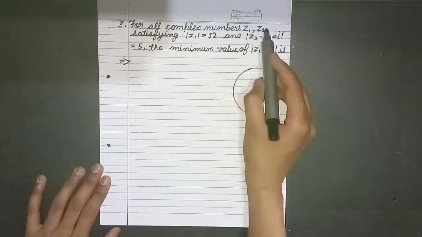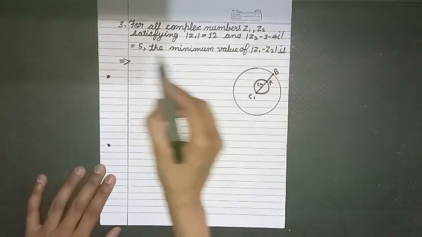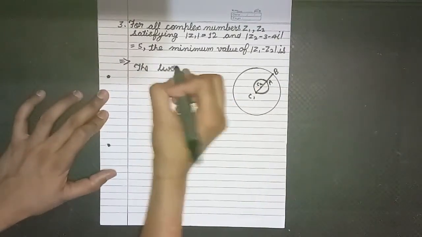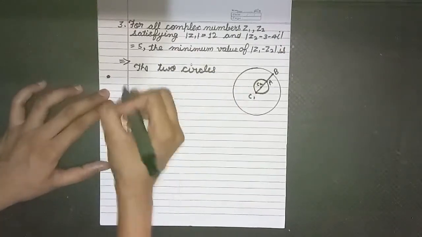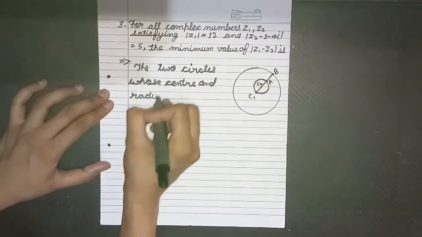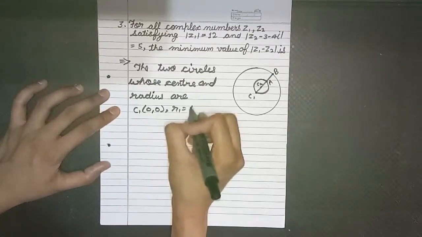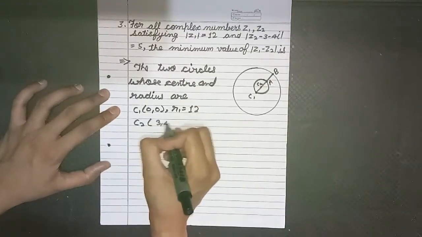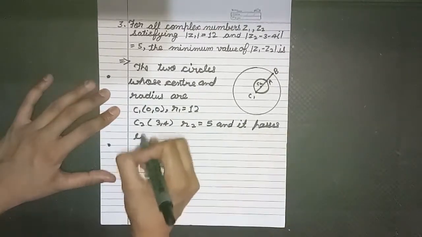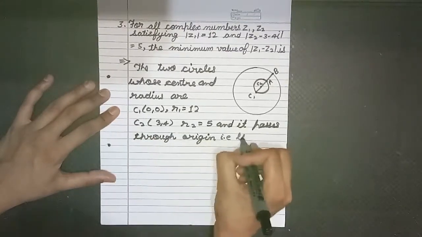Example 3: for all complex numbers z1, z2 satisfying |z1| = 12 and |z2 − 3 − 4i| = 5, the minimum value of |z1 − z2| is. So we have the two circles whose centers and radii are: c1 is (0, 0) and r1 = 12, and c2 is (3, 4), r2 = 5, and it passes through the origin, which is the center of c1, right?